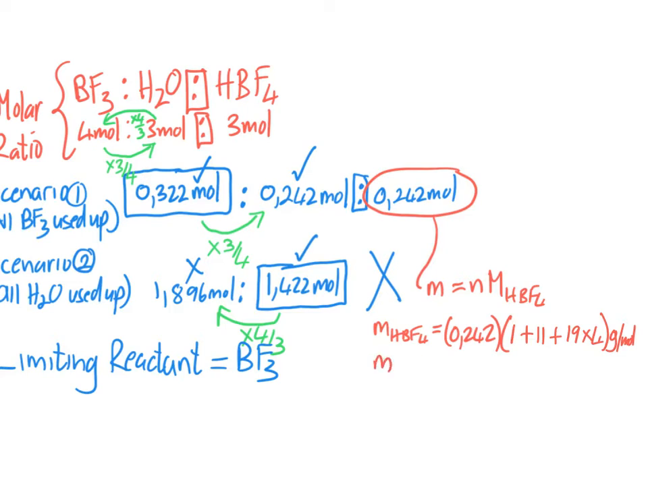So the mass of HBF4 would be 0.242 times the molar mass of HBF4, which is 88 grams per mole, and that gives us that the mass of HBF4 produced is 21,30 grams.